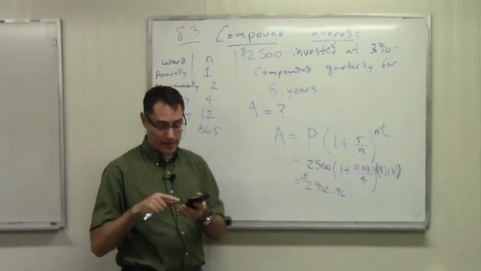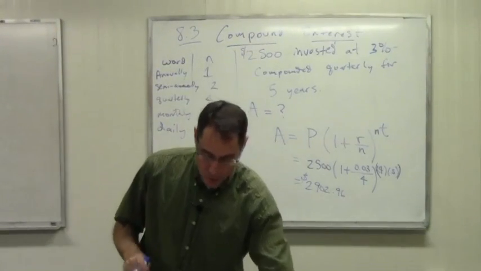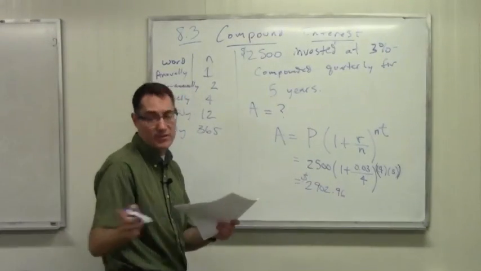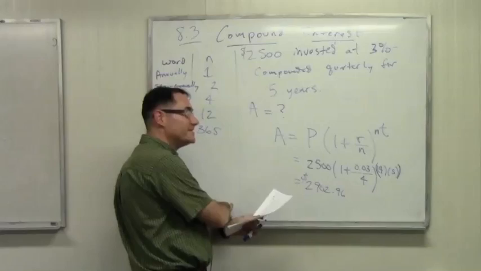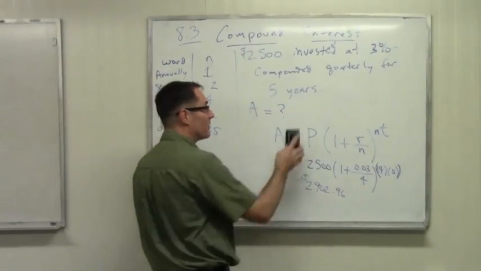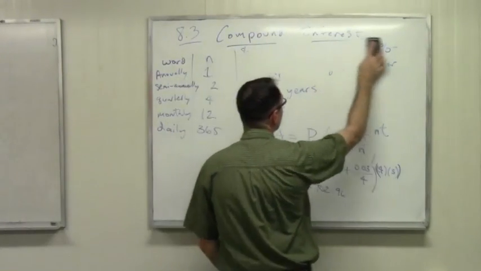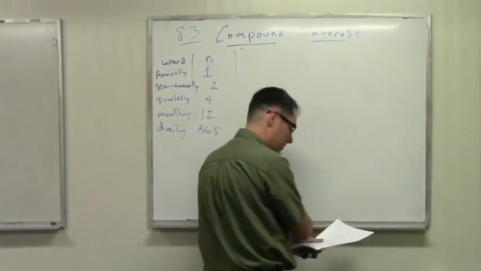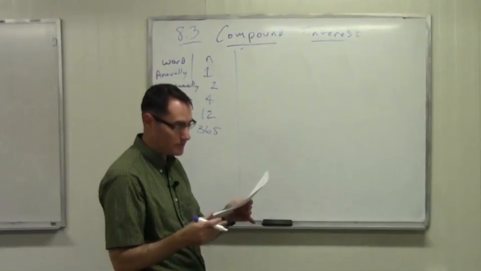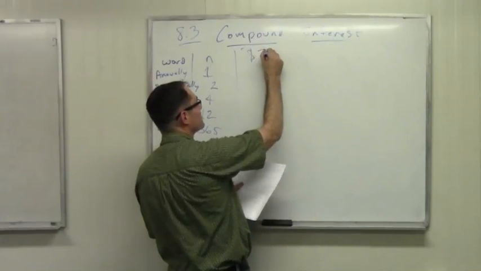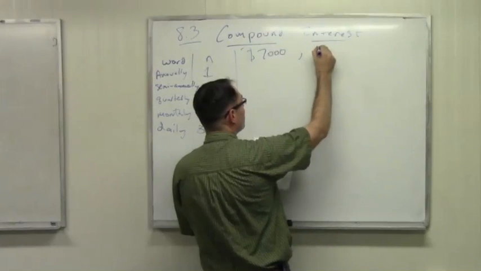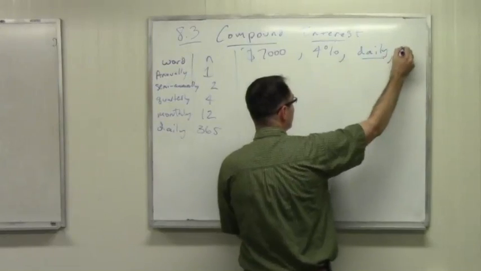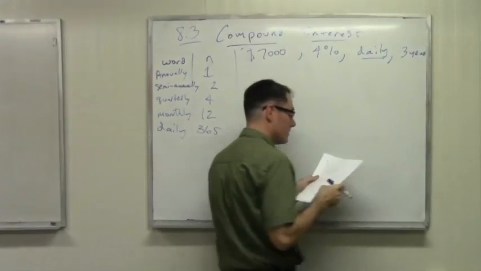OK, practice this one on your calculators. OK, here's one more to do on your own. $7,000, 4%. Now it is 4%, Michael. Compounded daily for 3 years. I'll write it down. Daily, compounded daily for 3 years. Okay, $7,000, 4% daily compounding, 3 years. 365.